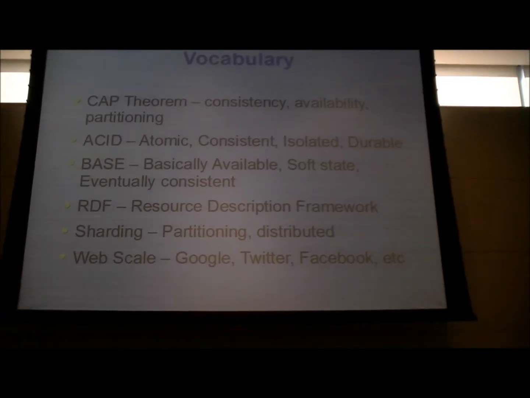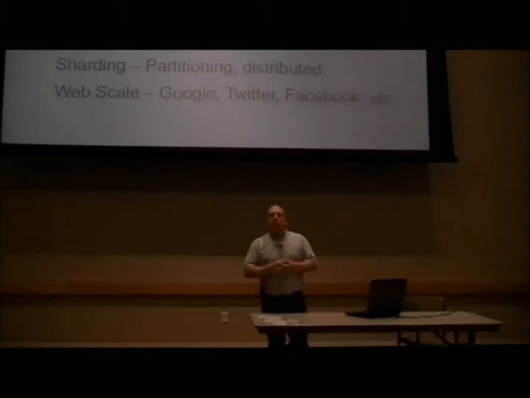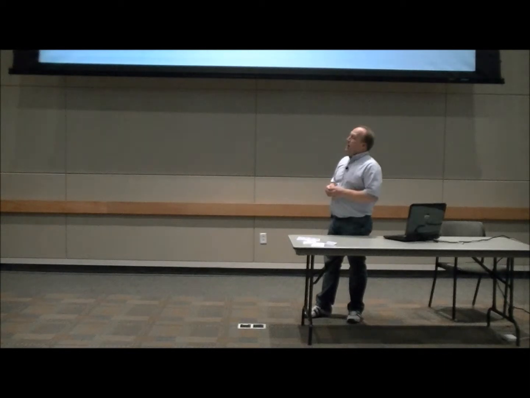So ACID commits. This is all the stuff that we really love with our RDBMSs. When we make any kind of a commit, we know there's guarantees on that. The polar opposite of that is called BASE transactions. So basically available, soft state, and eventually consistent. Those are probably going to be some new terms, but we'll talk about that a little bit more. It just has to do with how it stores and manipulates your data, especially in a distributed environment.